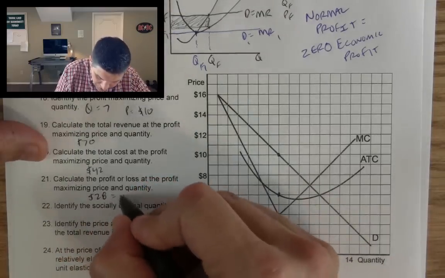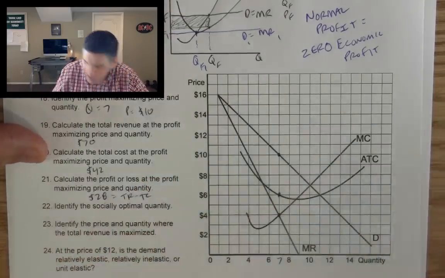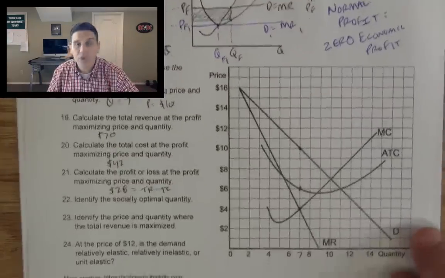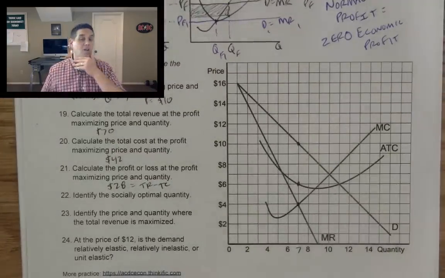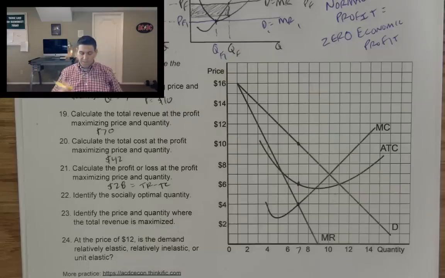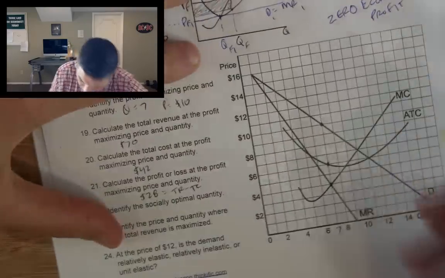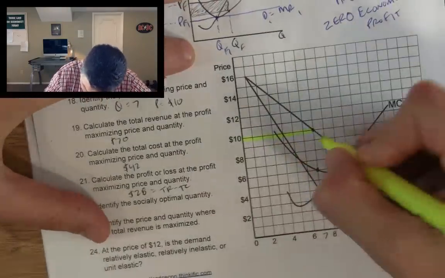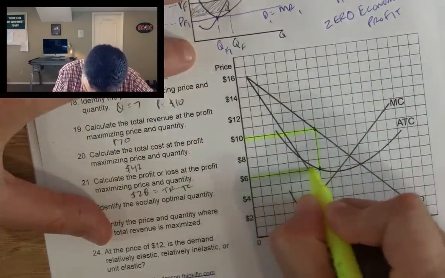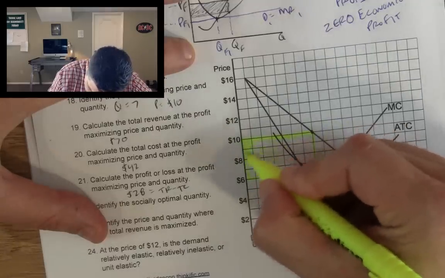I'm leaving off any equations here, but it's the total revenue minus the total cost. Do me a favor, with your pen, on your graph, please label that box of profit. Actually, shade that box of profit in right now, if you can. So here we go. It is the price down to the ATC and over, and there it is.